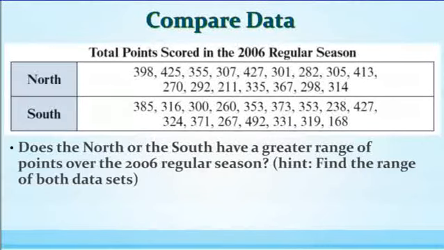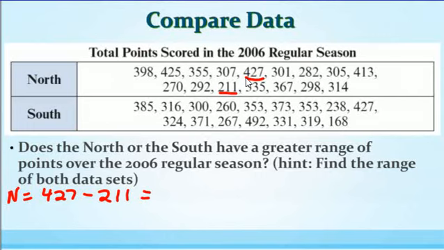Next example, we're going to be comparing data sets. So it says, does the north or the south have a greater range of points over the 2006 regular season? So to find the range again, we are just going to be subtracting the smallest number from the greatest number in each team. So let's look at the north. The largest number we see in the north would be 427, and the smallest number would be 211. So 427 minus 211 gives us 216. So that's the biggest difference we have for that one.